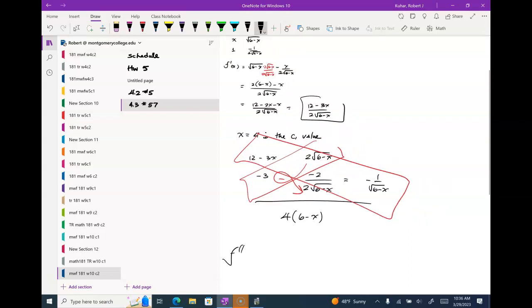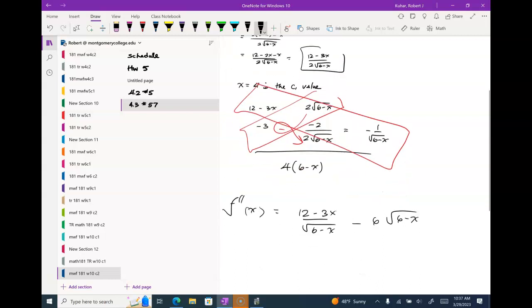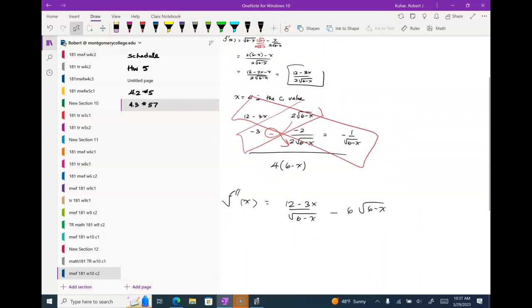So f double prime of x is going to be 12 minus 3x over square root of 6 minus x, minus 6 times square root of 6 minus x, all over 4 times the quantity of 6 minus x. Again, you do your algebra and your arithmetic the way you want to do it. I'm doing it the way I want to do it to save like 2 seconds.